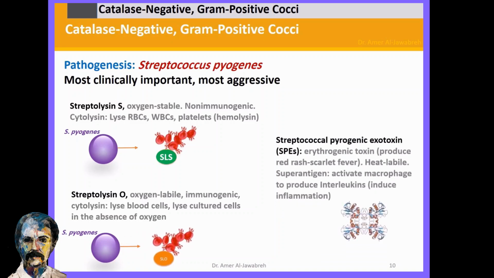There is the SPE, streptococcal pyrogenic exotoxin. It's an erythrogenic toxin, and this toxin produces a red rash. We call this disease scarlet fever. It's one of the diseases produced by this bacteria. Heat labile, super antigen. The inflammation, or the cytokines or interleukins that are produced during this infection, are really exaggerated in large amounts. Why? Because it's a super antigen. It's an antigen that is big and causes a high inflammation response in the human being.